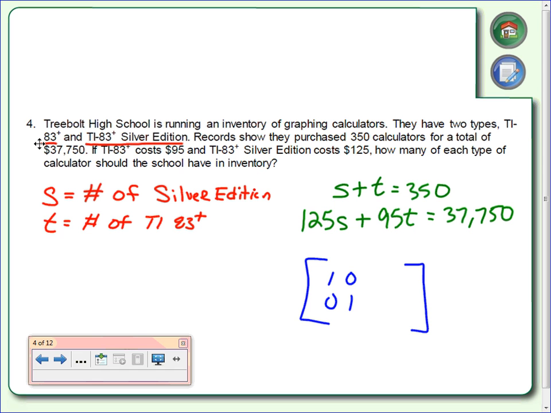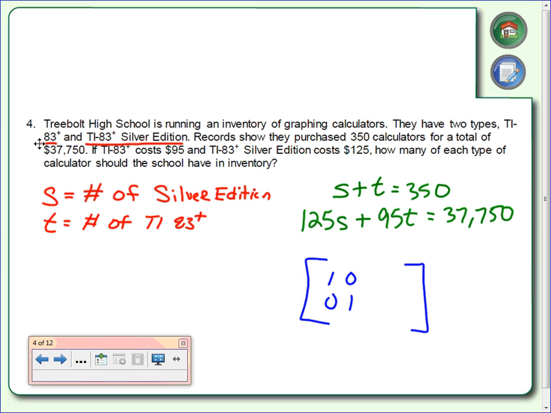Now keep in mind, guys, what we're looking for is how many Silver Edition calculators do we have and how many TI-83 Plus calculators do we have. If you were to get a decimal, would it make sense in this situation? No, because you'd have 2.5 calculators. What about negative numbers? No, there's no way you can have negative 6 calculators. So if you're getting a decimal or a negative number, you know you're doing something wrong.